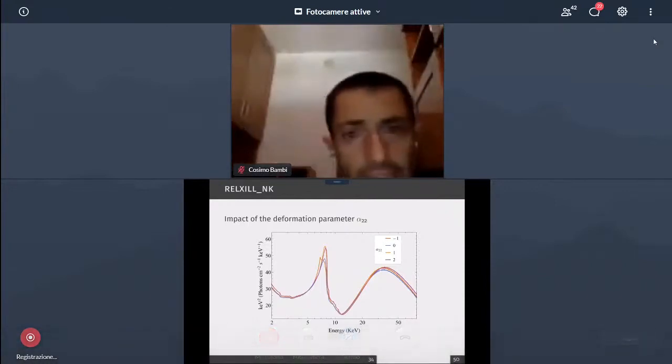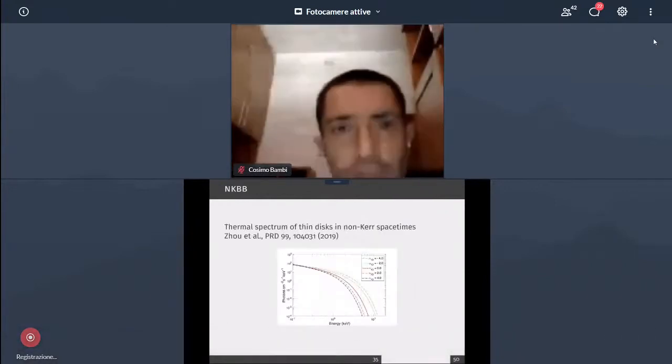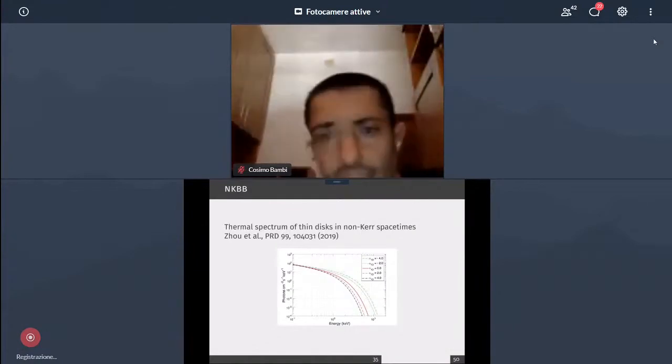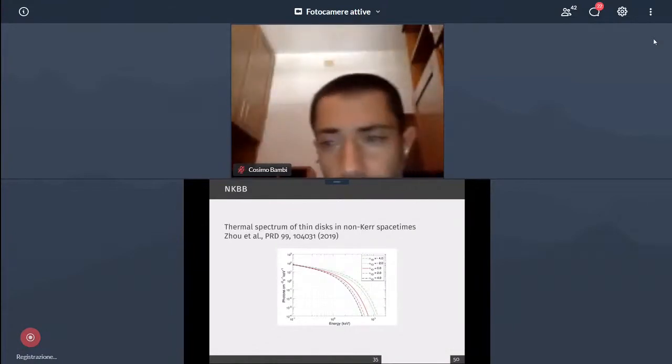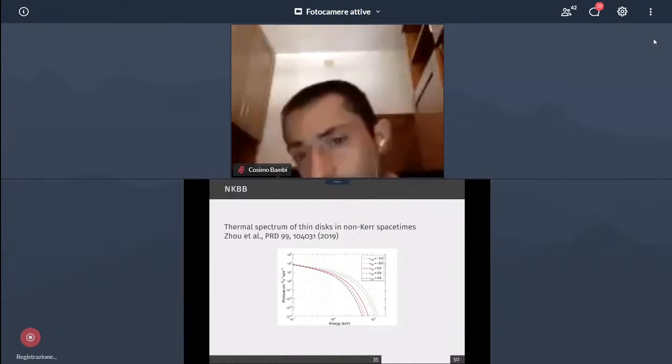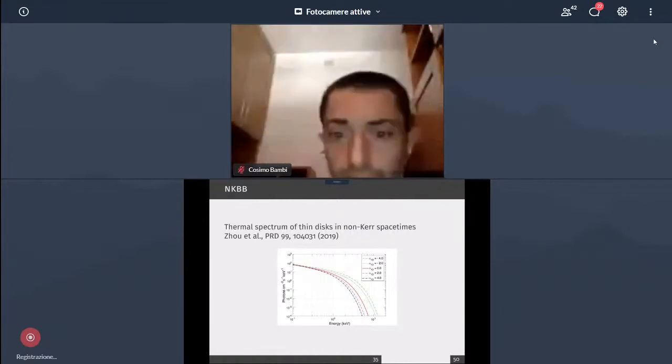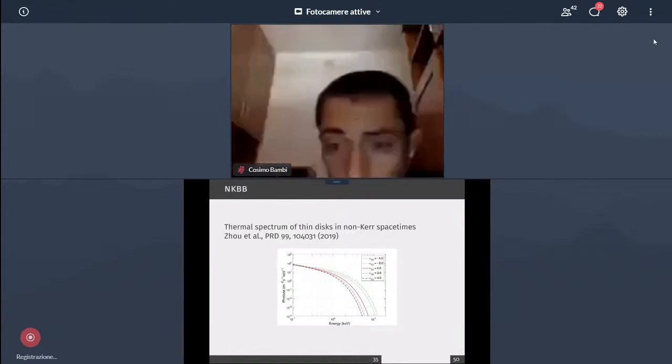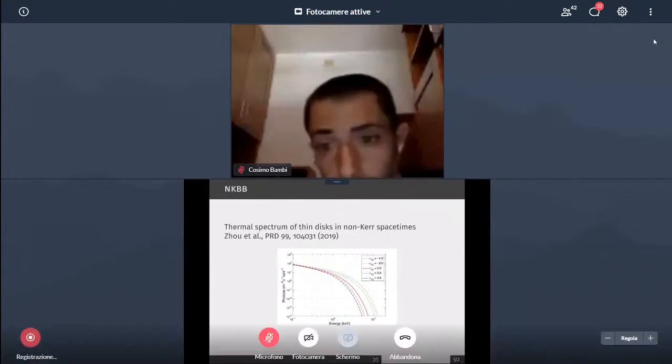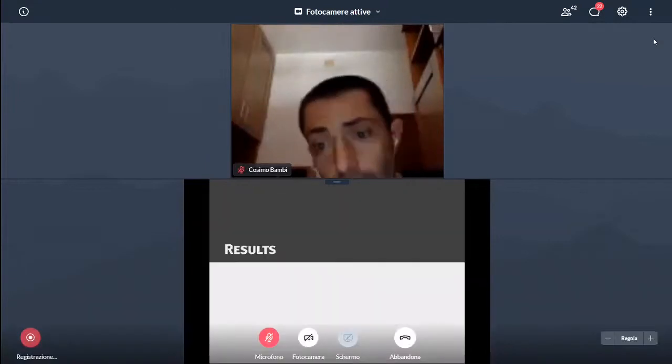And this is the same for the thermal spectrum of the disk. Even in this case, the thermal spectrum is calculated assuming a certain background. You have this deformation parameter alpha 1,3. You change the value of alpha 1,3, you have a different result. So this is to understand why we can measure the deformation parameters.